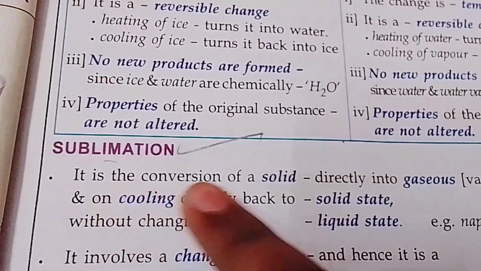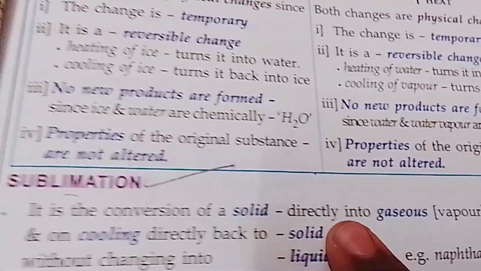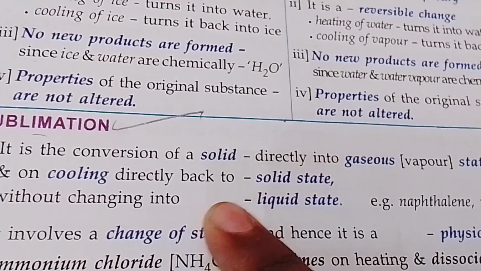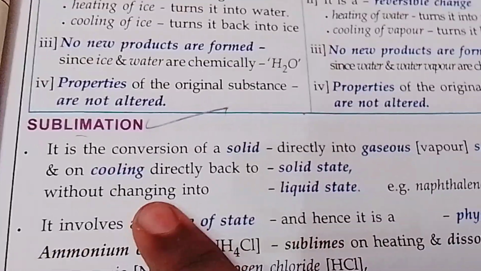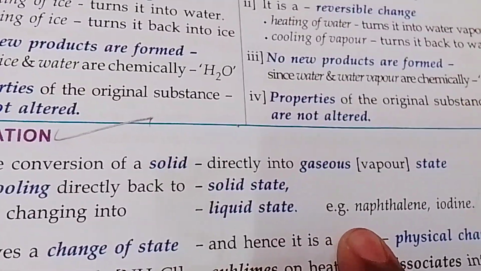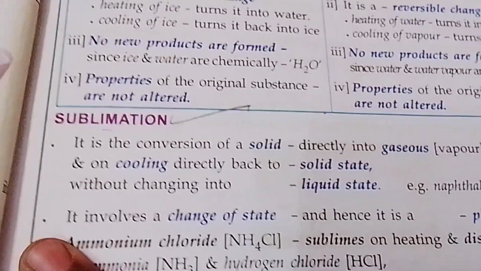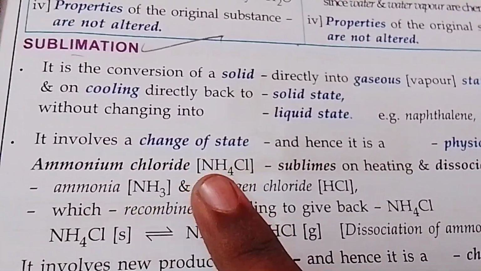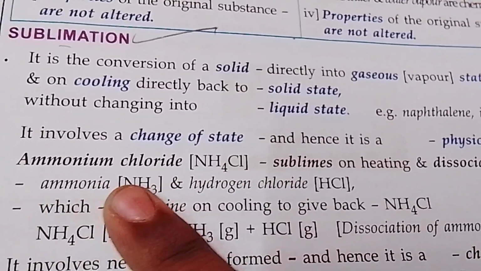Sublimation. It is the conversion of a solid directly into gaseous vapor state, and on cooling directly back to solid state without changing into the liquid state. Examples: naphthalene, iodine. It involves the change of state and hence it is a physical change. Aluminium chloride, ammonium chloride.